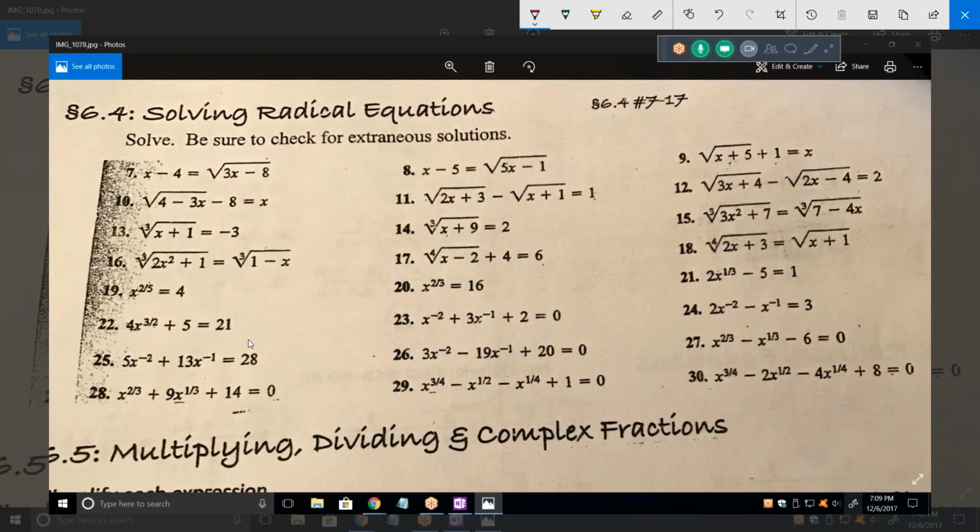All right. 22, same thing. Gonna subtract 5 from both sides and then do what? Divide by 4, then exponentiate 2/3. Perfect. 23 looks different by a lot.